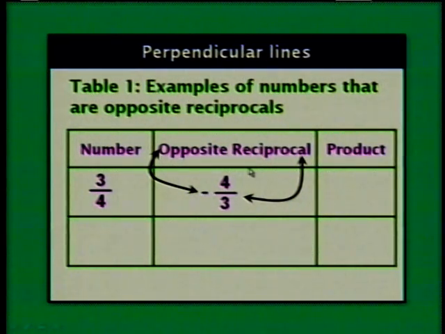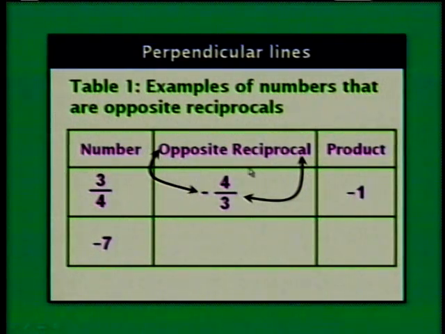When I multiply these two numbers together, a positive times a negative is negative, and I have 3 times 4, 12 in the numerator, and 4 times 3, 12 in the denominator. 12 divided by 12 is 1. So the product is -1. Let's look at another number. What if we started with the number -7?